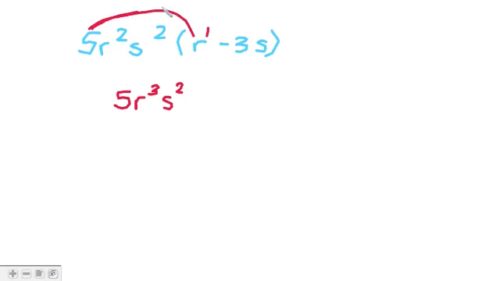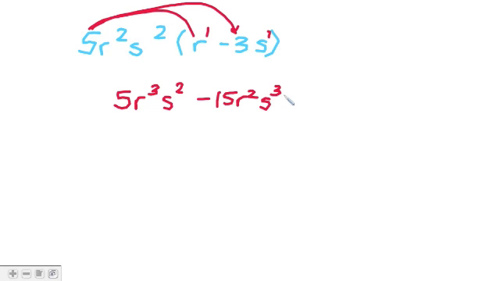Now let's do the next one. Okay, what's 5 times negative 3? Well, that's negative 15. Is there an r? Nope. So we just keep the r squared from out here. But I do have s's in common. So we have 2 plus 1 gives me s to the third. And that's your final answer.